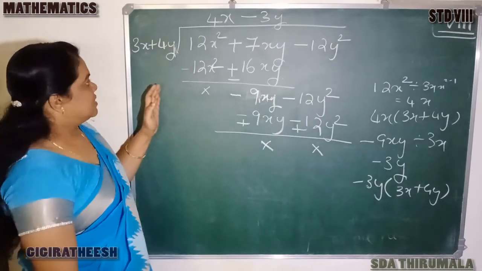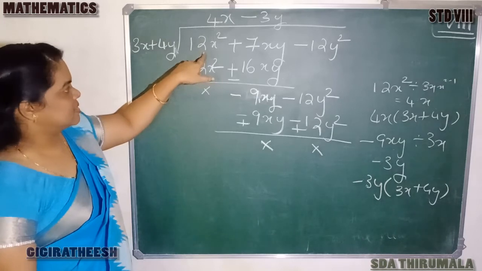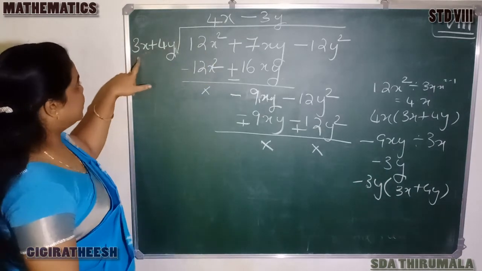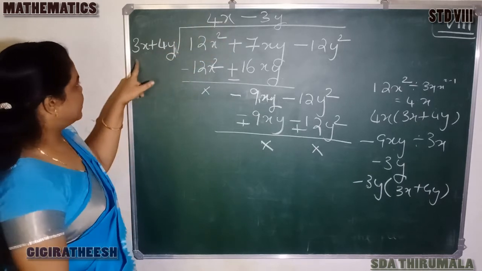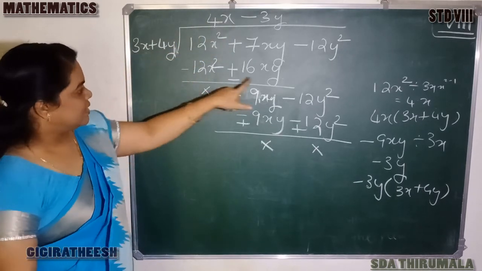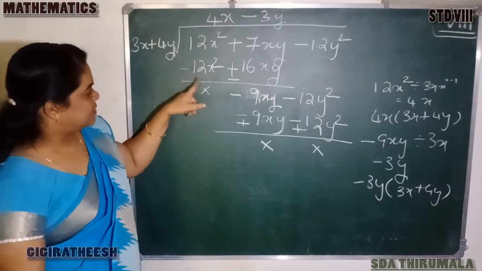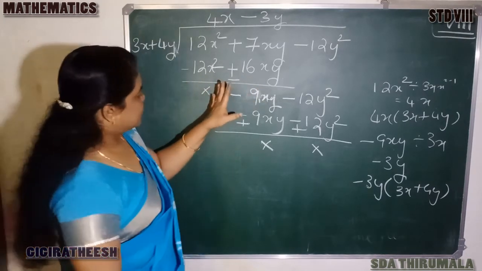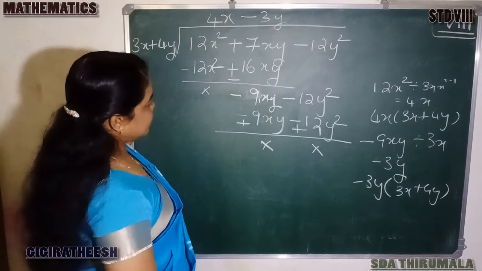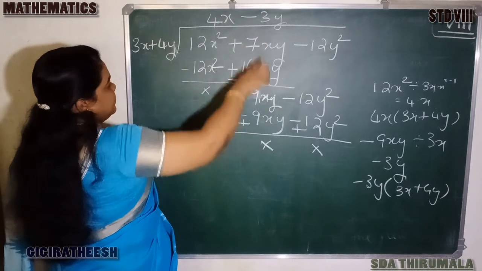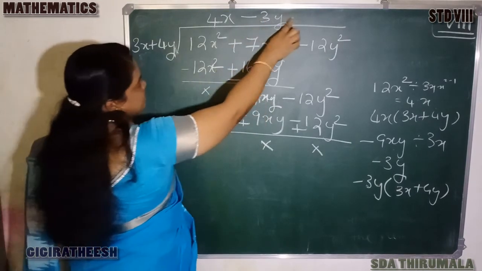I will repeat. First divide 12x square by 3x, that is equal to 4x, and after that 4x multiplying with 3x plus 4y, writing here 12x square plus 16xy, after that subtracting, the sign changes, and we get minus 9xy, and then dividing this minus 9xy by 3x, we get minus 3y.